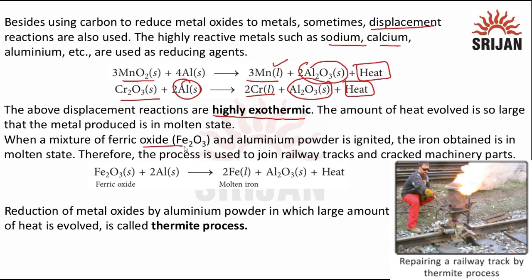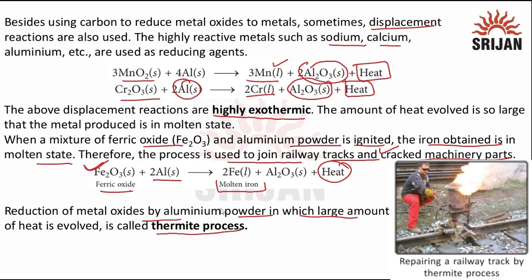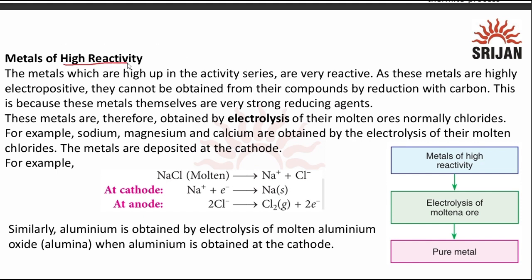Now, when a mixture of ferric oxide, Fe2O3, and aluminium powder is ignited, the iron obtained is in molten state. Therefore, the process is used to join railway tracks and crack machinery parts. So in this process, iron oxide reacts with aluminium to form molten iron that is used in filling the cracks or welding of railway tracks. Here a large amount of heat is also produced. The reduction of metal oxide by aluminium powder, in which a large amount of heat is evolved, is known as the thermite process.